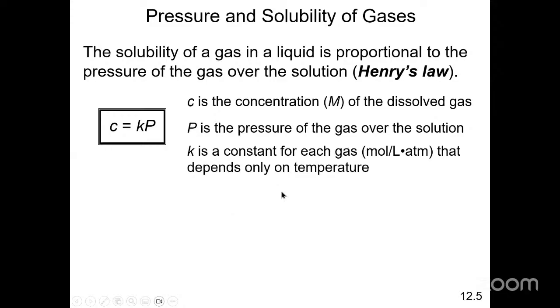One key thing you need to remember is that the constant is temperature dependent. So if the temperature changes, that constant will change.